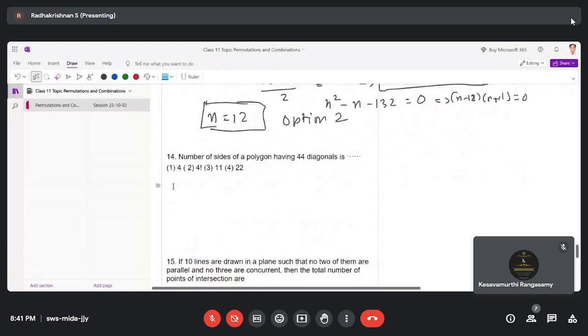Okay. This will be the last problem. So we'll stop at problem number 14. The number of sides of a polygon having 44 diagonals. This is an interesting problem. So again, like the previous problem, let us say the number of sides is n. Then how many diagonals will be there?